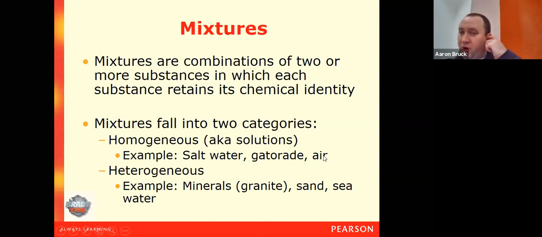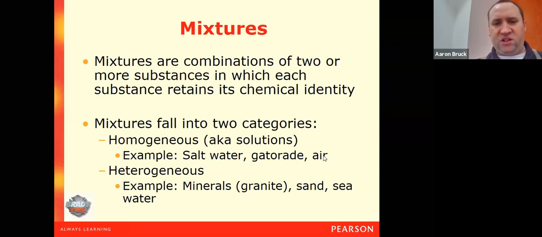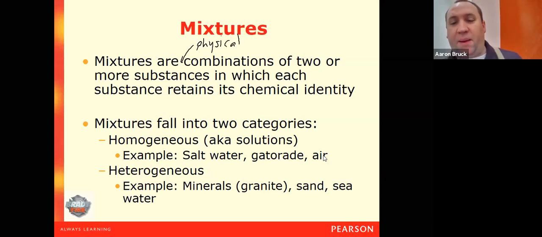Mixtures make up the other kind of substance that we can classify by composition. Mixtures are physical combinations, and so the key word there is physical. They are combined physically, which means they can be separated physically. And each of the substances in that mixture retains its own chemical identity. So no chemical changes are taking place at all when a mixture is made.